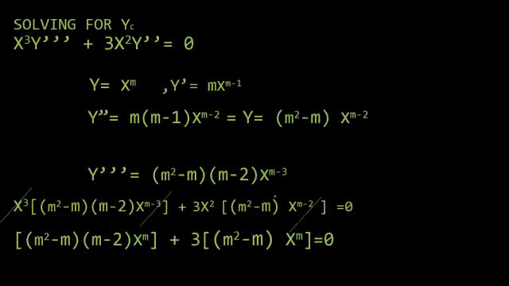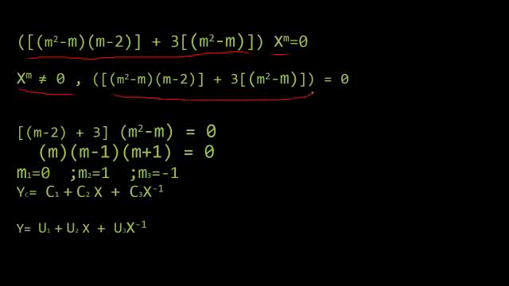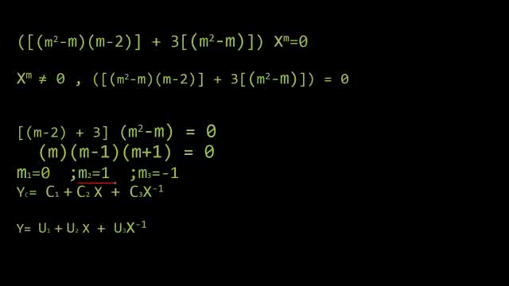and by factoring we have this, and since x to the m is not equal to 0, it follows that this equation will just make it 0. So by factoring it, we found out that m1 is equal to 0, m2 is equal to 1, and m3 is equal to negative 1. So we now have our complementary equation, which will be our basis to find our particular solution.